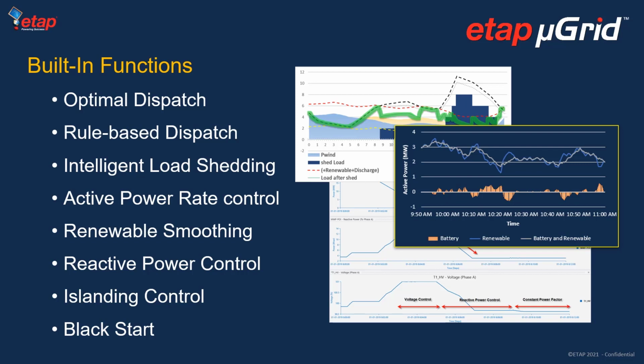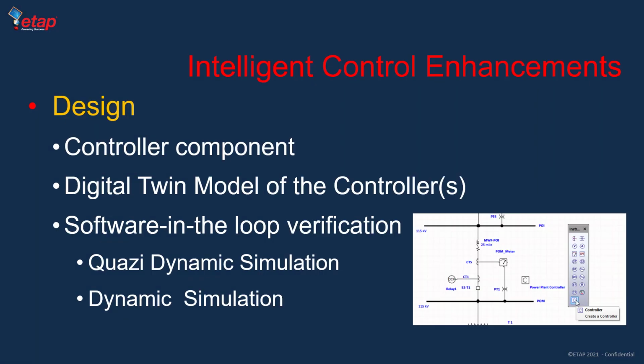the communication protocols available. There's also active power rate control, renewable smoothing, reactive power control, islanding control, and also black start. In some microgrids, they island, but they don't automatically start their energy sources. So for example, you can have a diesel backup generator for which it's required to do a black start. So now let's look at the intelligent controller enhancements.